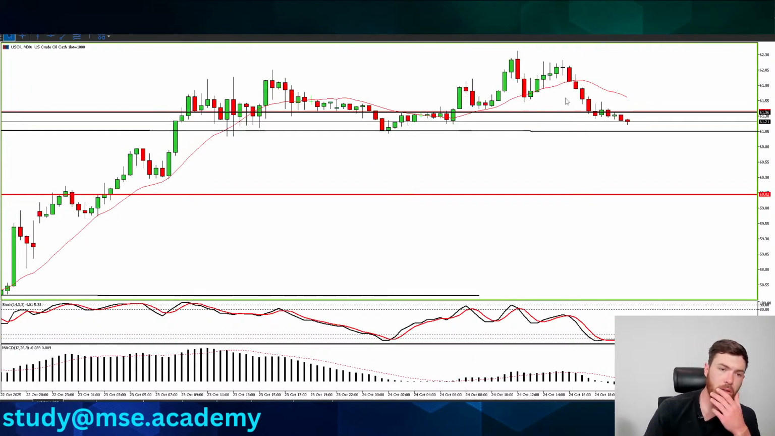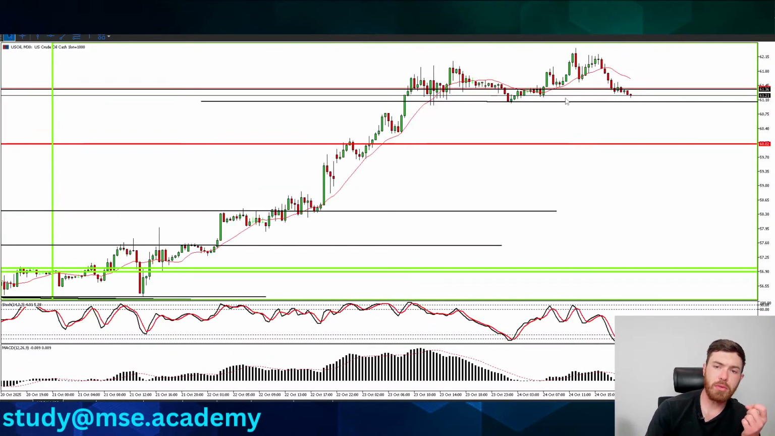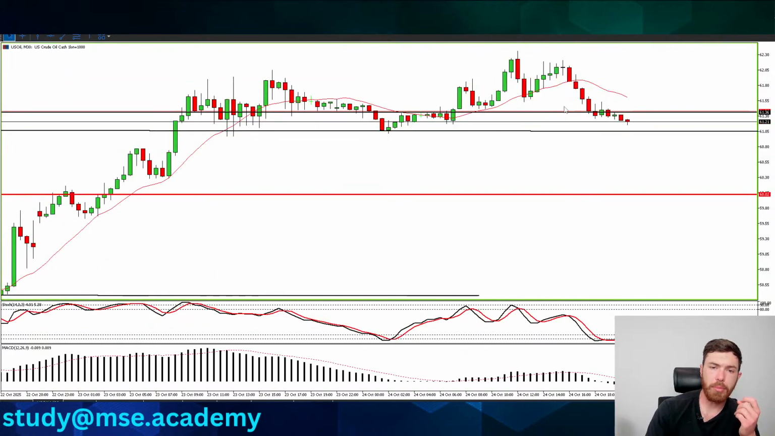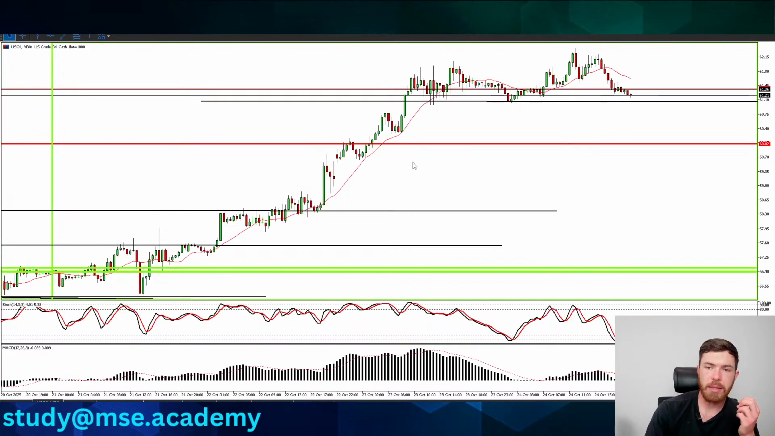So target 1 was $60. I already got to target 1. Now target 2 I've left open. And what I'm really watching is if this level gets broken. So I saw this market, I thought that we were going to continue moving higher. But as you can see, this trend was broken.